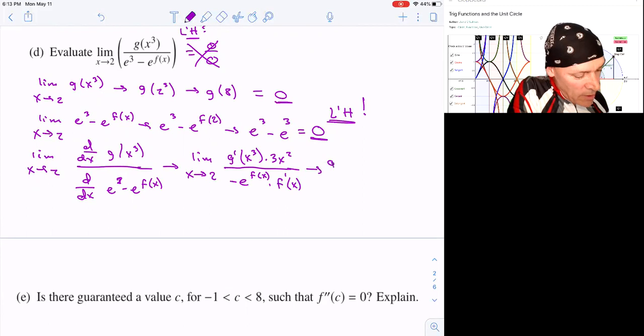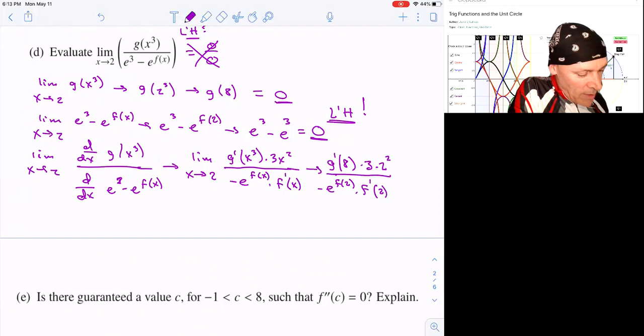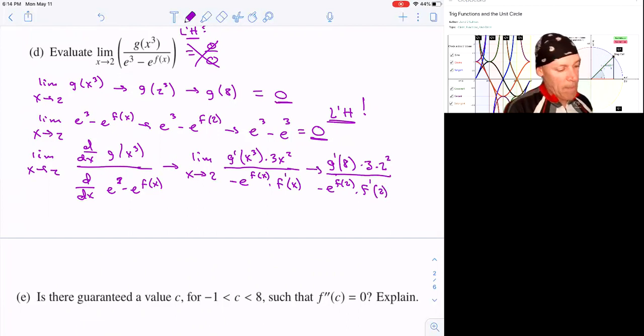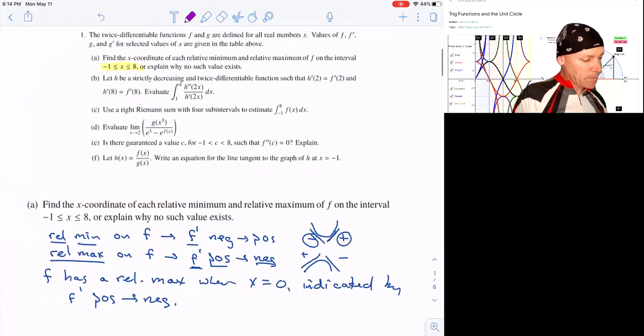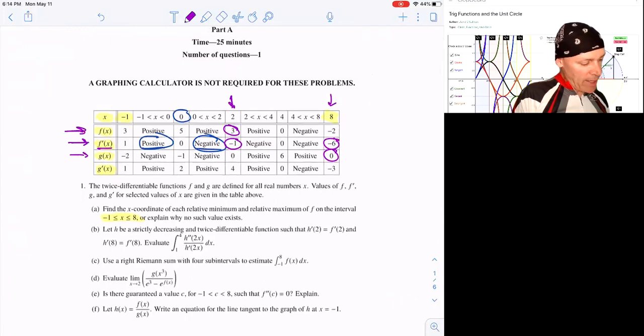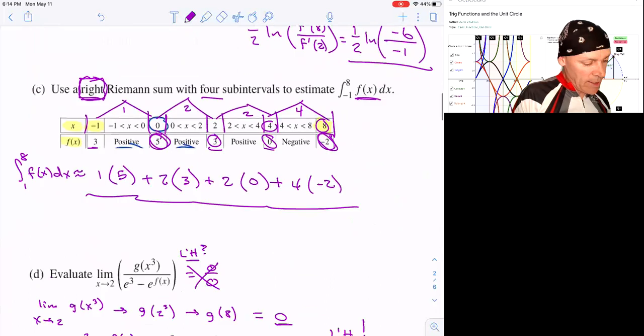I'll plug and pray. So I'm going to get g prime at 2 cubed, or 8, times 3 times 2 squared, all over negative e to the f of 2 times f prime at 2. Okay, not a numeric answer, I've got to keep going. So I'm going to come down to the next line. And g prime of 8, I'm just fishing numbers from the table. G prime of 8 is negative 3.